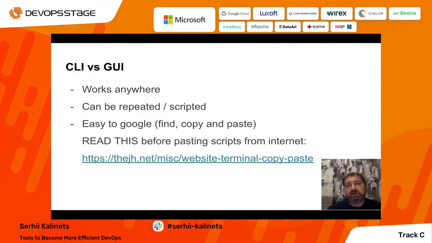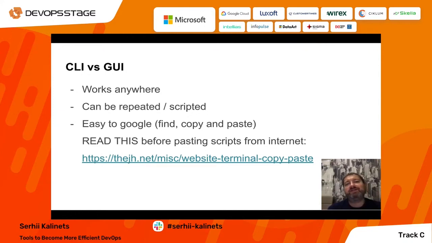And also CLI can be scripted. DevOps is a story about automating different processes, and scripting is one way of doing this. So you can craft some command, then you can put it into some script file, and voila, you have automation.